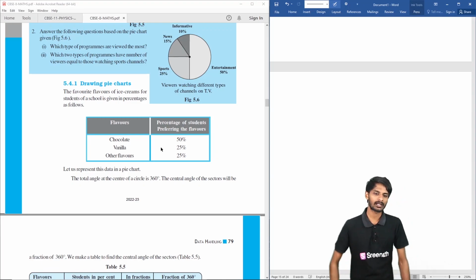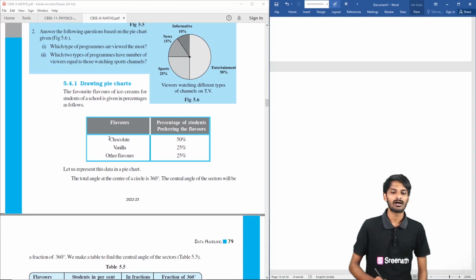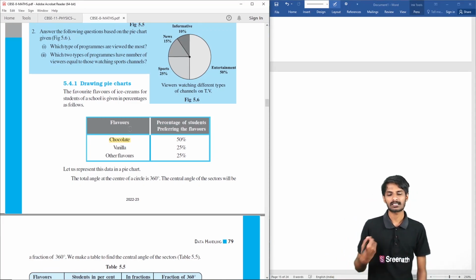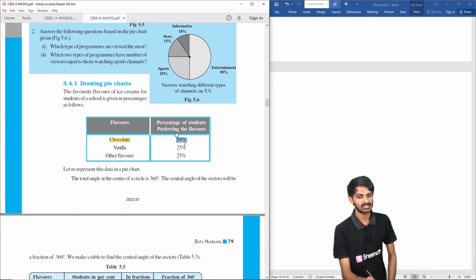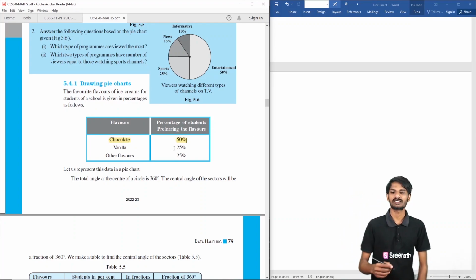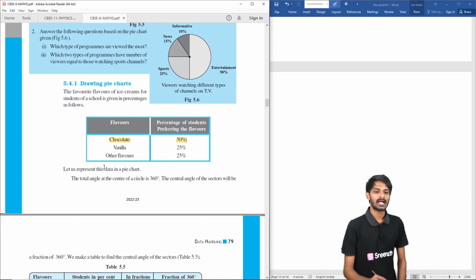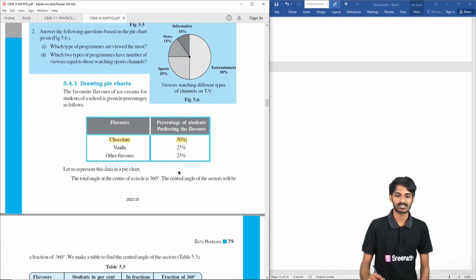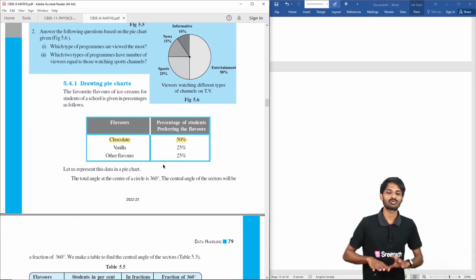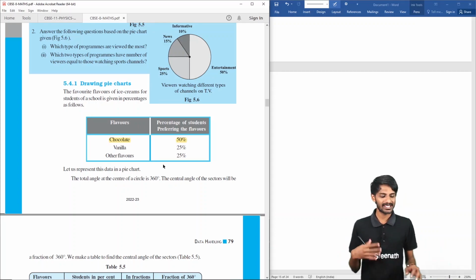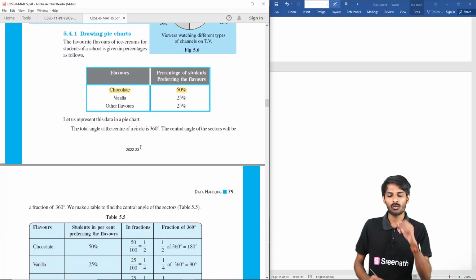If you look here, the chocolate flavor is preferred by 50% of the students, the vanilla flavor is preferred by 25%, and the other flavors are preferred by 25%. Looking at this, we have to construct a pie chart. How can we do it?